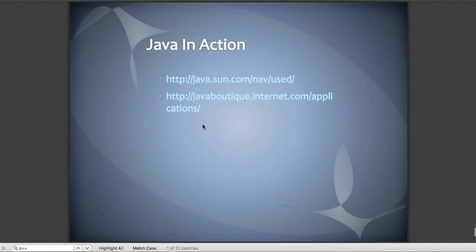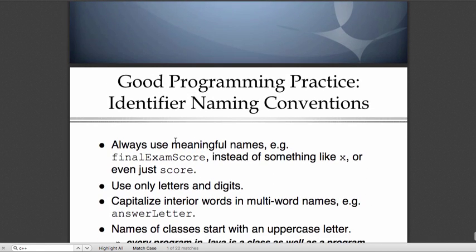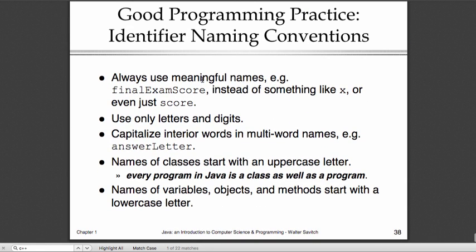My last slide is some Java in Action links that you can click on, and then good programming practices for naming conventions for your variable names. We'll go over better variable names when we talk about variables next week, but just note that names like final exam score are always better than names like X. This is because if I asked you what X was holding in your program, you'd have no idea. But if I ask you what final exam score is holding in your program, you would know it's holding the final exam score. So names like final exam score are considered better than names like X for our variable names.